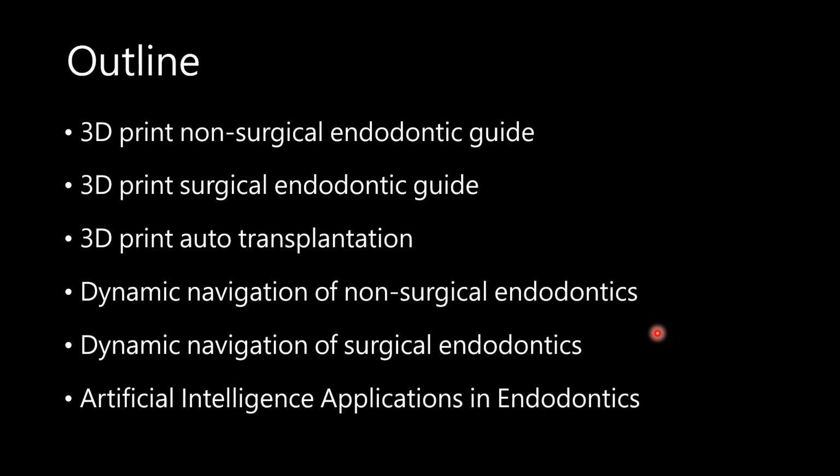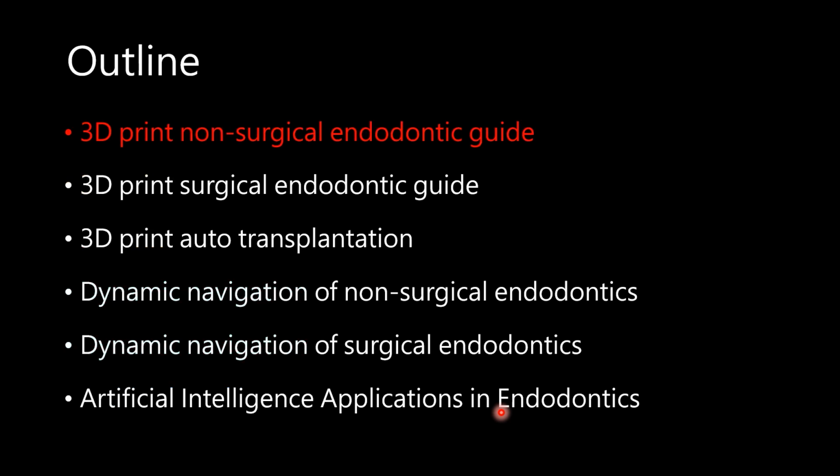This is my outline. I'm going to go through these 6 topics. The first three are 3D print guides, including the non-surgical endodontic guide, the surgical endodontic guide, and 3D print autotransplantation. We also have the dynamic navigation system with non-surgical endodontics and surgical endodontics. And in the last, we will talk about artificial intelligence and its application in endodontics.